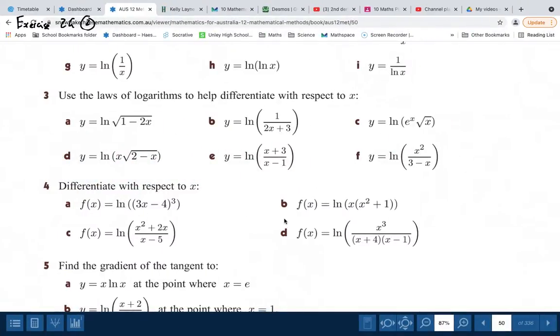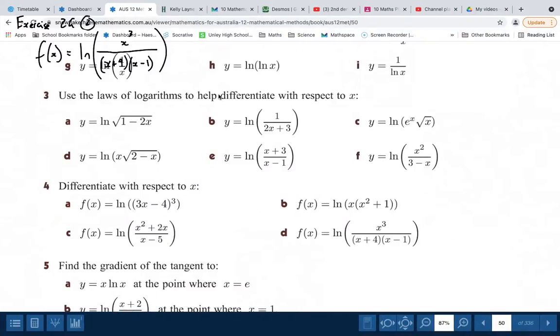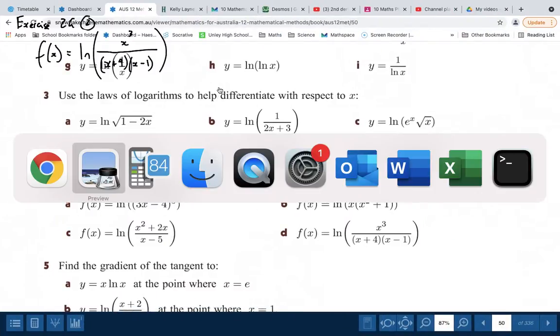Maybe we did the last one here, d. So we've got log of x cubed over x plus 4 times x minus 1, using function notation. I'm just trying to write this down before I forget the numbers. I'll still have to check. And obviously we're logging all of that. Plus 4 and a minus 1. Yep, okay.